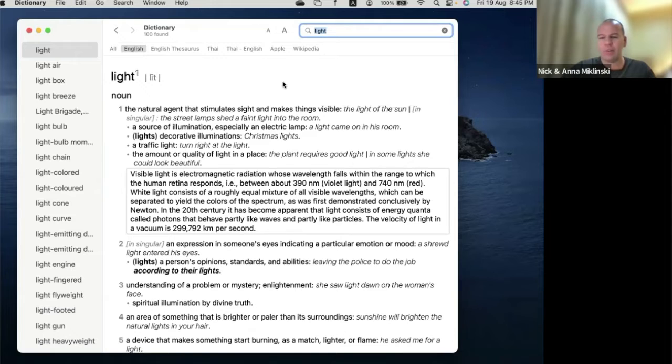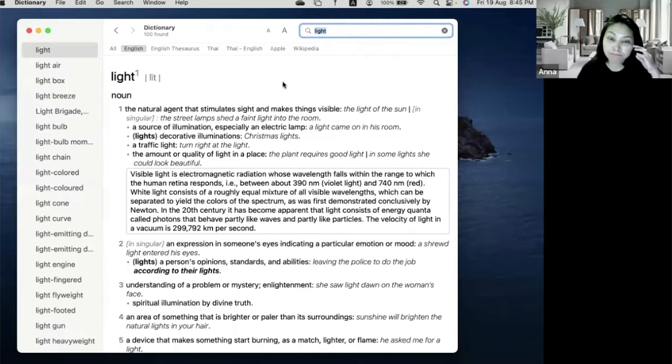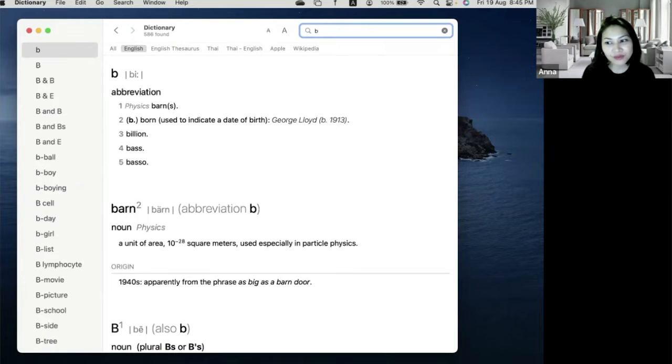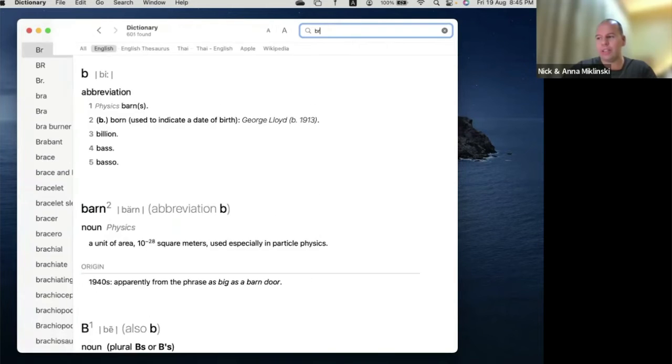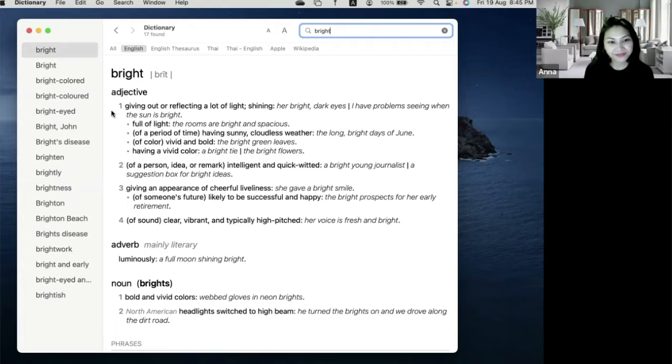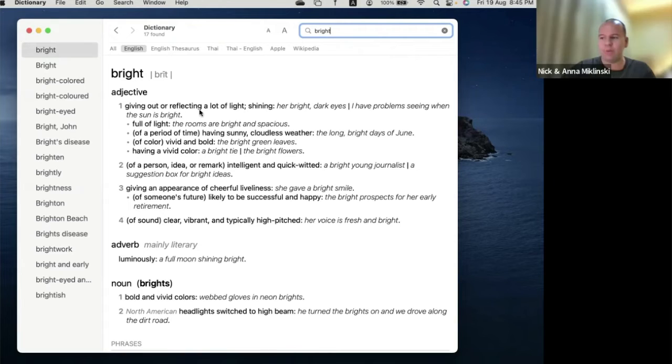Can you think of any other words that have more than one meaning? What about bright? Okay, let's look up bright. So we have the word bright, it's an adjective, right? And it says giving out or reflecting a lot of light or shining, right?